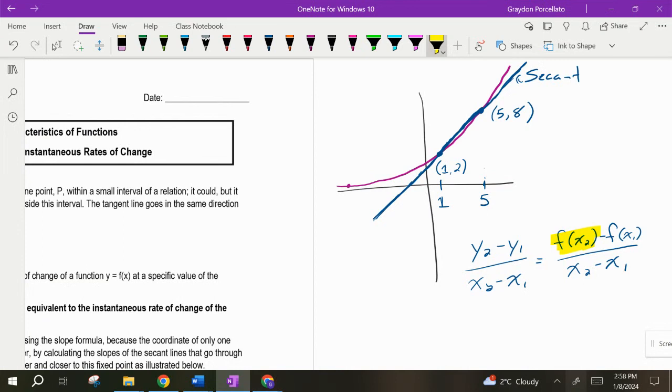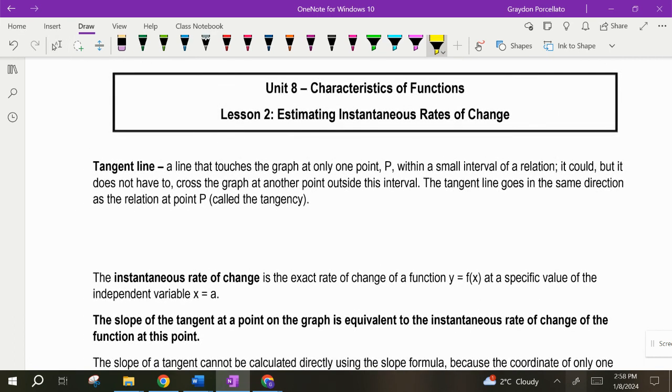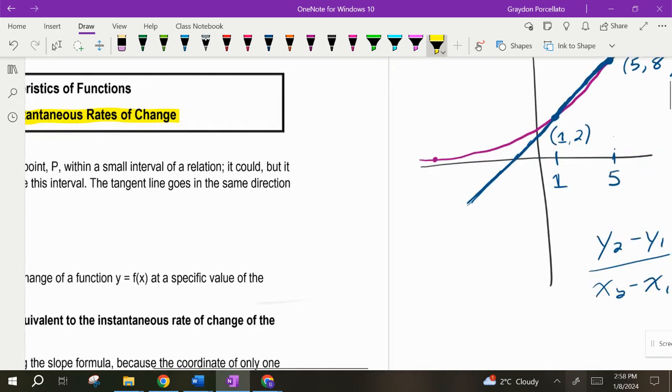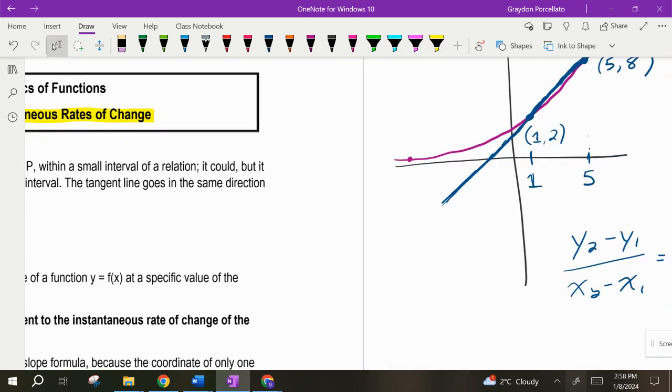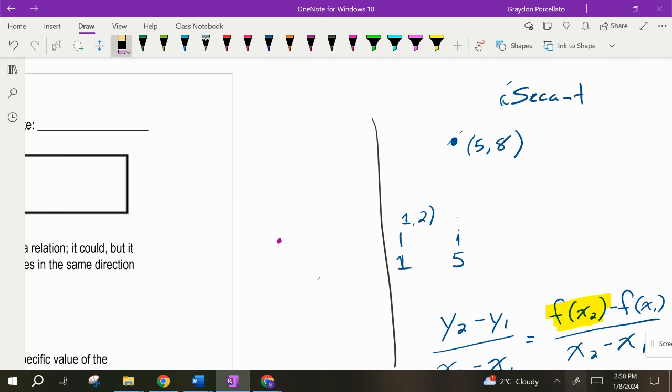So today, we're going to look at what's called the instantaneous rate of change. An instantaneous rate of change basically means at a particular instant, at 1 point in time, what is the slope of a graph? So I'm just going to erase this here. So we have our secant. Now, I'm just going to erase some of this.